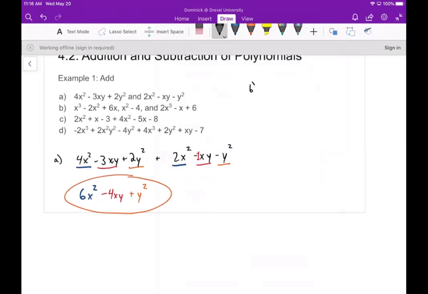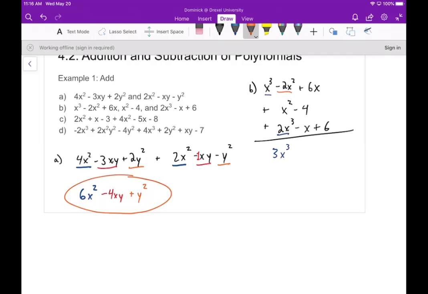In part B, we have x to the third minus 2x squared plus 6x. And I'm going to add that to x squared minus 4. And I'm going to add that to 2x to the third minus x plus 6. So we have 3 polynomials that we're adding here. Same idea as before. Let's first look for x to the third terms. We have 2x to the third terms, and if we add those together, we get 3x to the third.